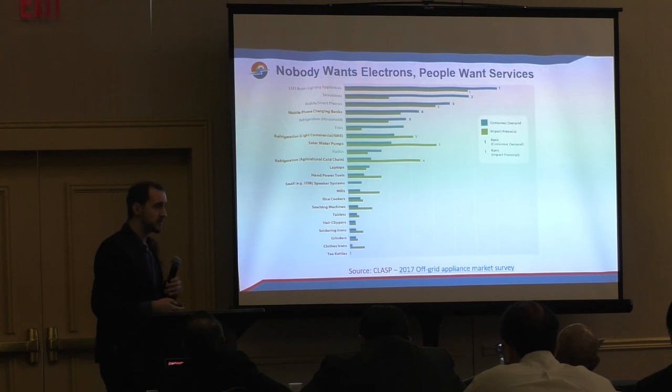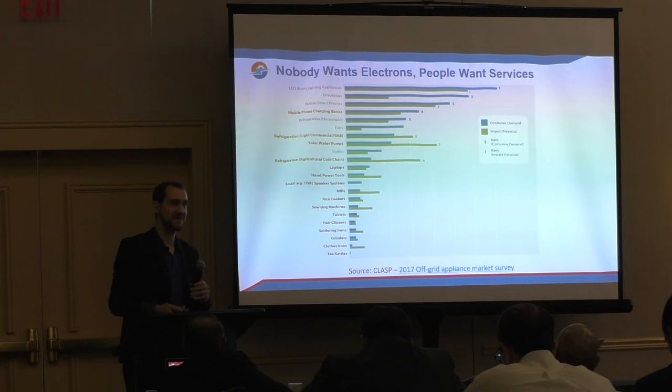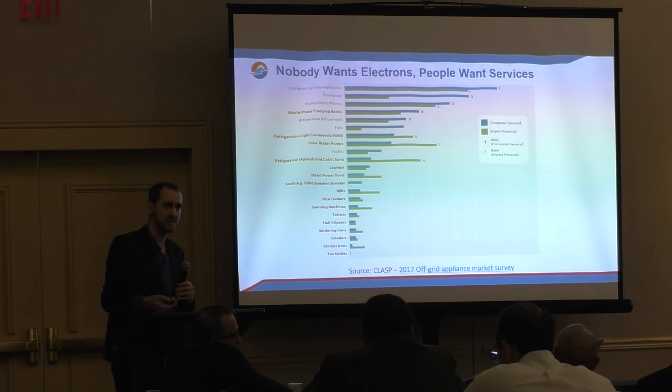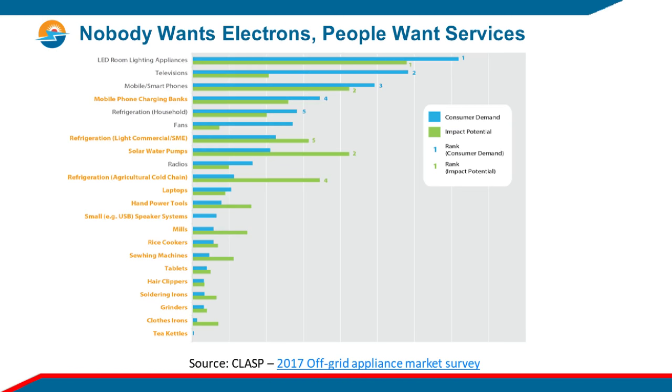All right. So let's see what people want. People don't want electrons. I know in the audience this is hard to bear, but nobody's paying for electrons coming out of the outlet. We want the services that this enables. So using a survey, CLASP, which is an excellent center very much focused on energy access issues, asked populations what services they would desire, and what services would have the greatest social impact. You see that the classical off-grid uses like room lighting, appliances, televisions, smartphones, and mobile phone charging are the most popular products. But the ones that would have the greatest social impact are solar pumps and refrigeration, both agricultural and light commercial.